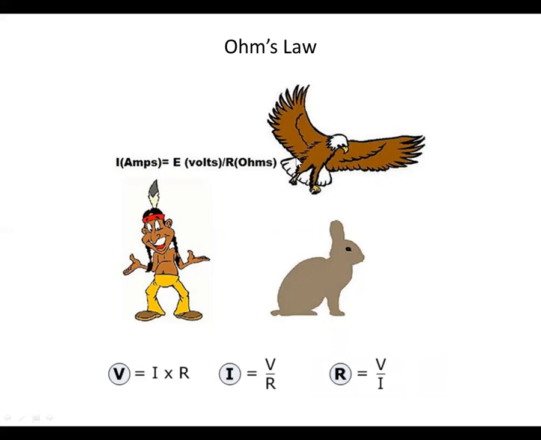And all you have to do is remember the relationship between these three characters. So if you want the voltage or the E in volts, you just multiply the Indian times the rabbit. The current I is the eagle over the rabbit. And then if you want to calculate the resistance of the rabbit, it's the eagle over the Indian. So even to this day, this is how I remember Ohm's law.